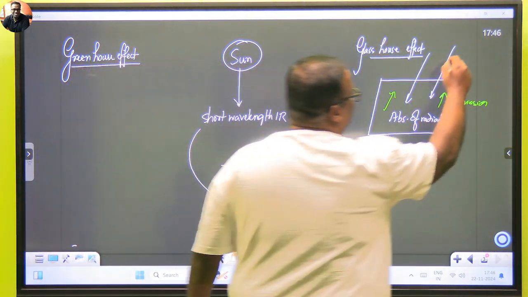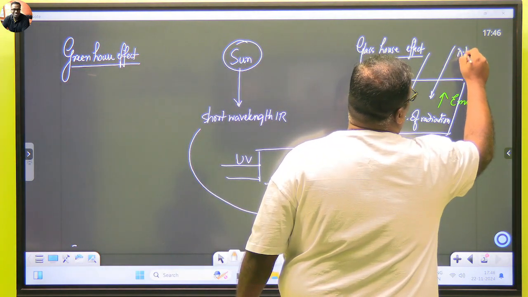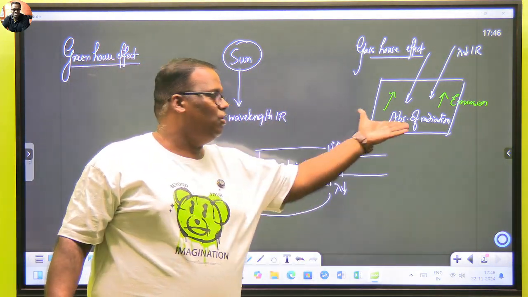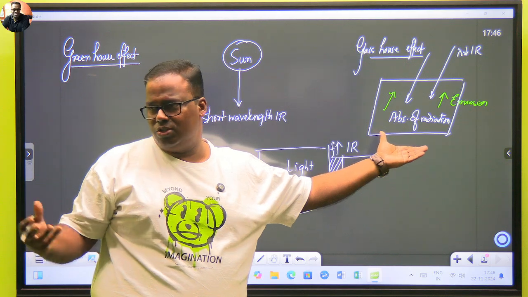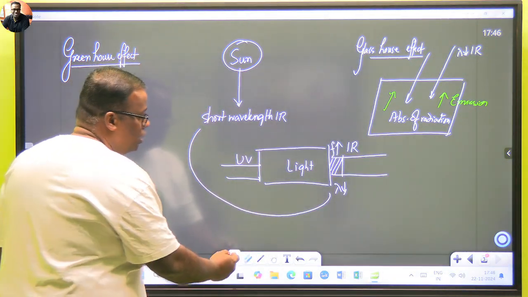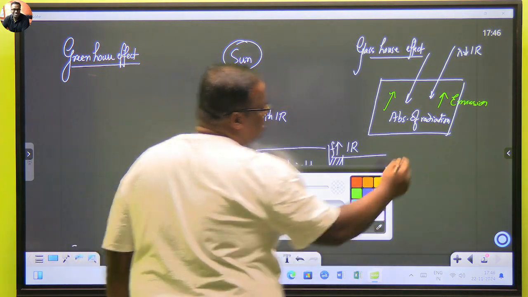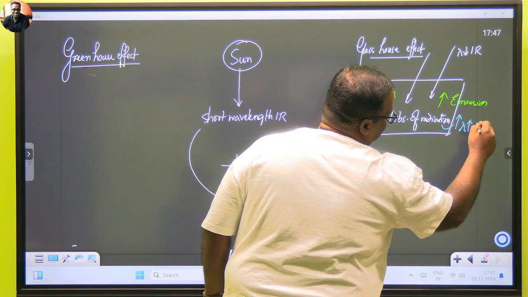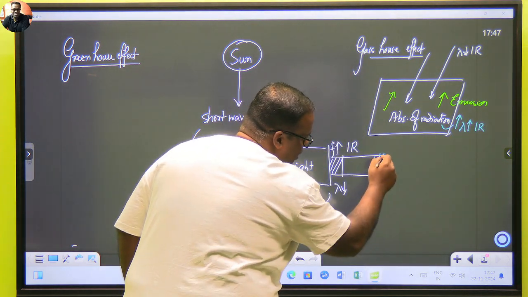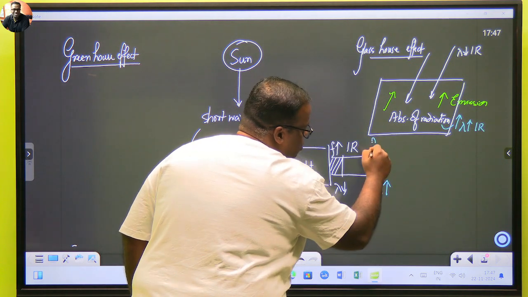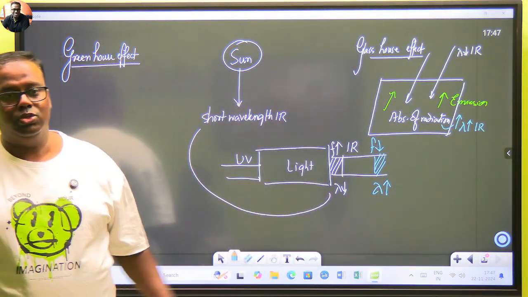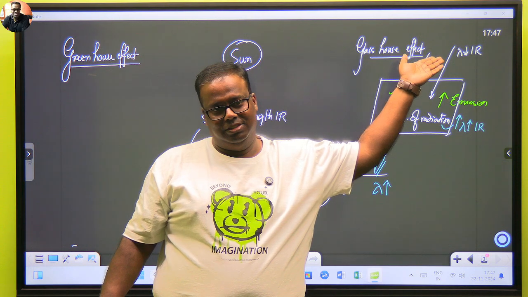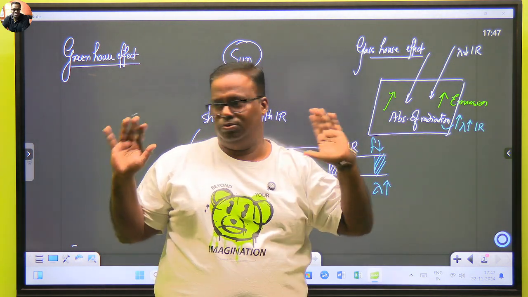So what are we getting here? We are getting short wavelength IR. Have you understood? And when the objects inside this glass box, like soil or plants or saplings, are also emitting radiation, these emissions are actually long wavelength infrared radiation. Here the lambda is more, so the frequency is less. So their radiation does not have that much power to break the glass and get out. Instead it remains trapped. Have you understood?